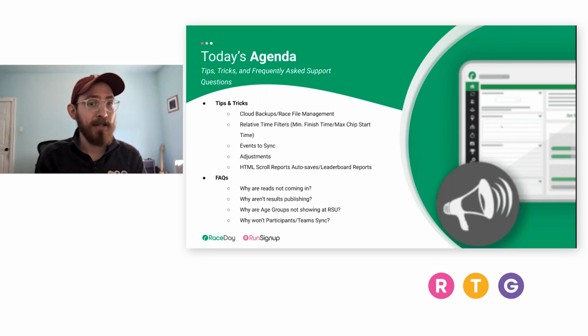You know, why aren't reads coming in? Why aren't results publishing? Why are age groups not showing at RunSignup? Why won't participants or teams sync? So I'm going to go through some of the common reasons these things could happen, and also steps to help troubleshoot those issues if you do run into them. So this should give you the tools you need to get through any of those problems you happen to run into when you start scoring races again this spring. So let's get started.